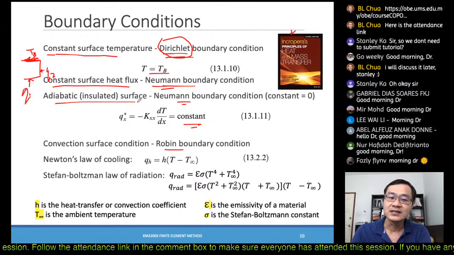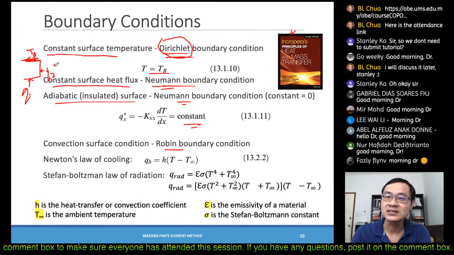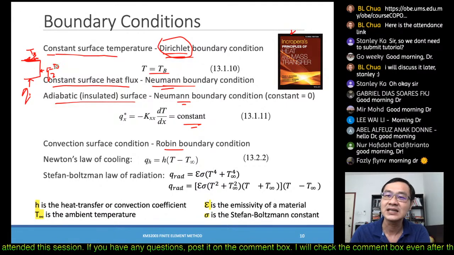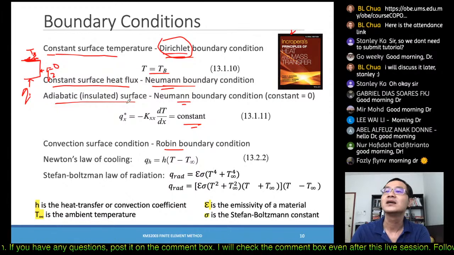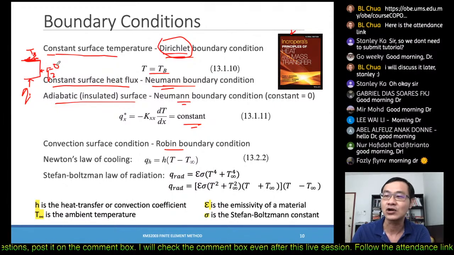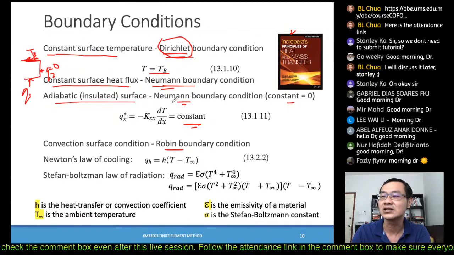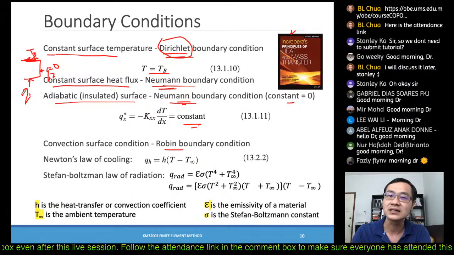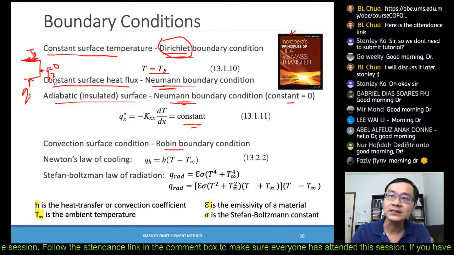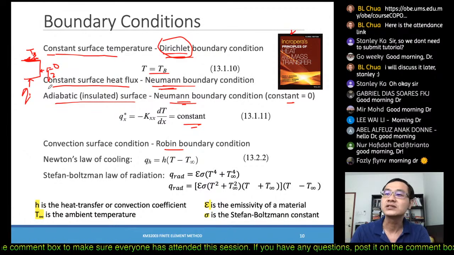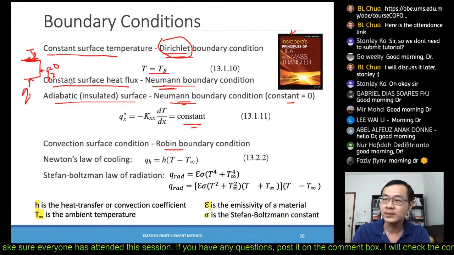When it is insulated, meaning there is no heat flux, this equals 0. When it is insulated, no heat transfers in or out through this surface. Again, 0 is still a constant, so it is still considered a Neumann boundary condition, whether it is a constant number or a constant 0. So it's still a Neumann boundary condition.